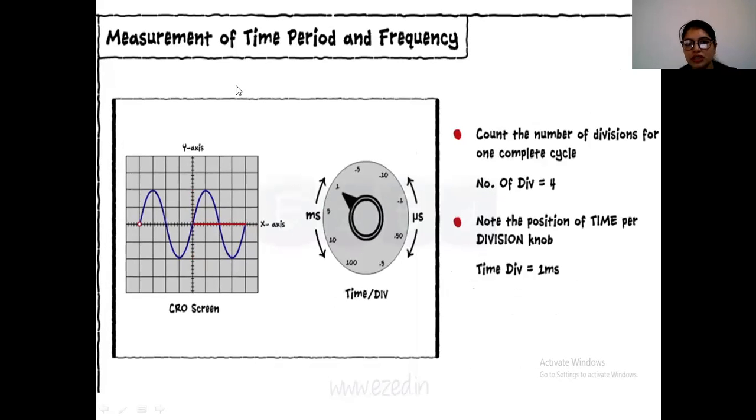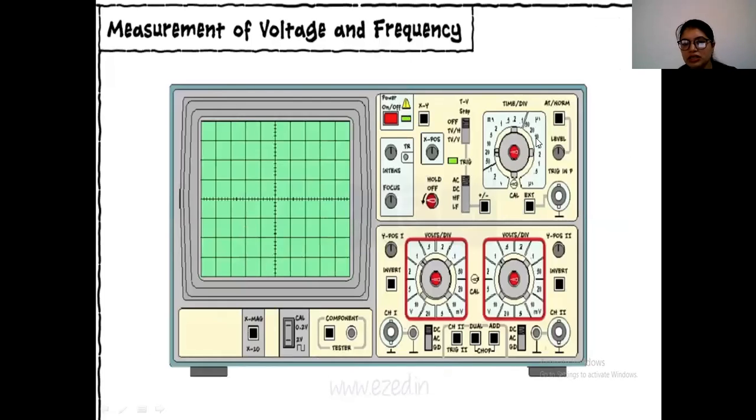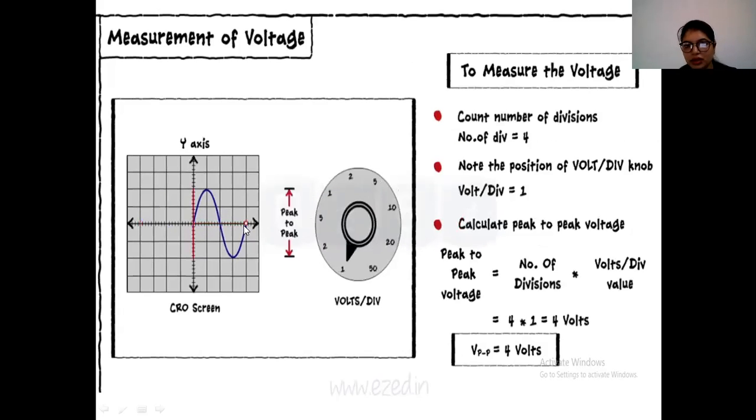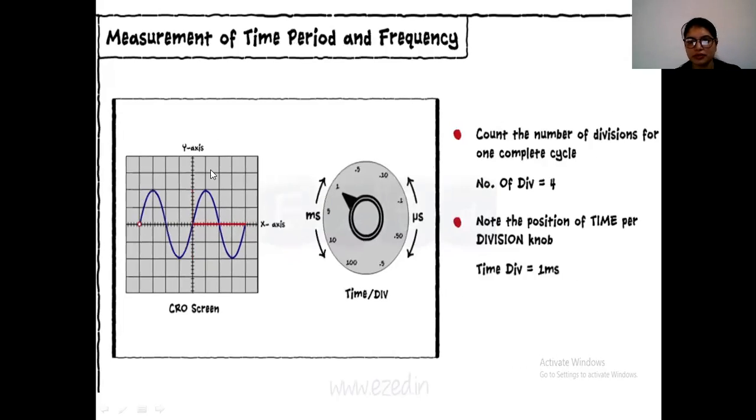Now, how can we measure the time period? For time period, we will use this time per division switch. For that, we have an output waveform like this. Again we will count the blocks. As this is the waveform, we will now count the blocks on the x-axis, while in measuring voltage we were counting blocks on the y-axis. Now count the number of divisions for one cycle of the output waveform. One cycle is from this point to this point, that is 1, 2, 3, 4. That means the number of divisions here is also 4.